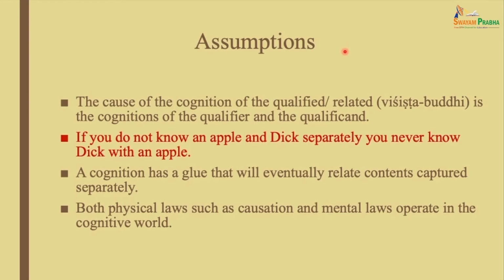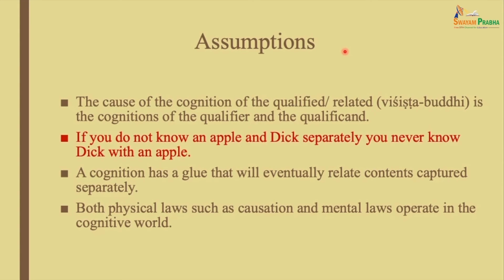Both physical laws such as causation and mental laws such as this glue thing and so many others operate in the cognitive world. This is another very, very important thing which normally the philosophers do not talk about so explicitly, but we must make it explicit that the cognitive world has its own exclusive laws, like the glue law, that separate contents will not remain separate. Eventually they'll be glued up, and then there are so many others.